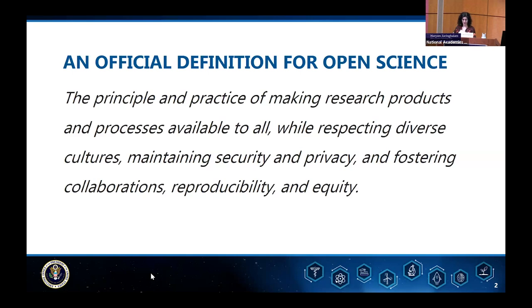Collectively, we've defined open science as the principle and practice of making research products and processes available to all while respecting diverse cultures, maintaining security and privacy, and fostering collaborations, reproducibility, and equity. So this definition, while it is a sentence, is doing a whole lot of work, weaving together a number of the administration's priorities around advancing a vision for science and for research more broadly. It first leads with this commitment to enhancing access to the products and processes of research, which is consistent with all of the definitions of open science that we came across as we developed this definition.